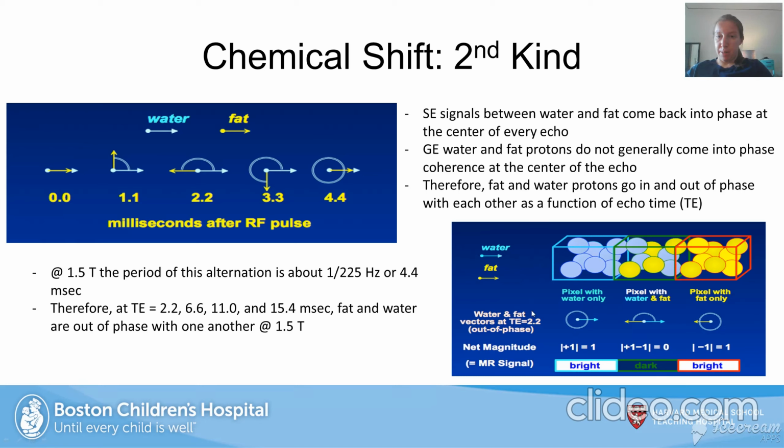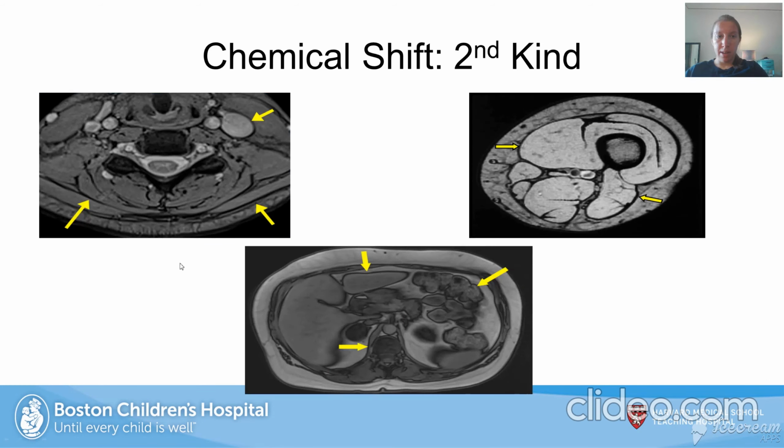So fat and water protons go in and out of phase with each other as a function of the echo time, TE. At about 1.5 Tesla, the period of this alternation is about 1/225 hertz. This is that shift I was talking about, or 4.4 milliseconds. So at a TE of about 2.2, 6.6, 11, and 15.4 milliseconds, the fat and water are out of phase with each other. And this is specifically for 1.5 T. These numbers can be calculated easily for 3 and 7 T. And this is kind of what it looks like.